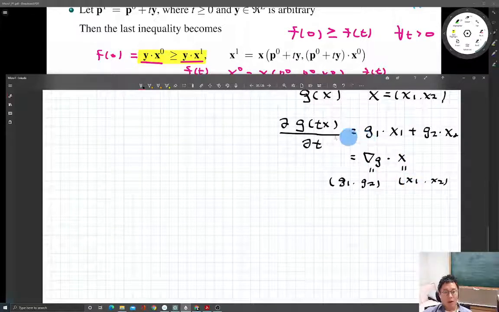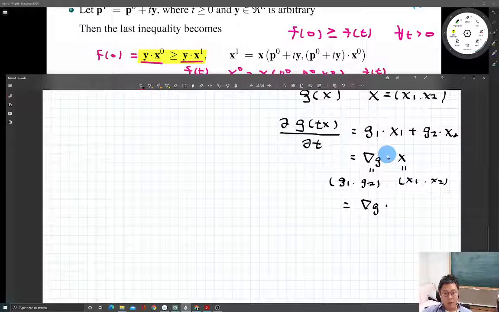Okay, and we can rewrite this. So we express the total derivative as the dot product, but we can also express this total derivative as a multiplication of two matrices. So it can be written as the gradient vector of g times the matrix x. But for multiplication of matrices, we should be careful about the dimension.